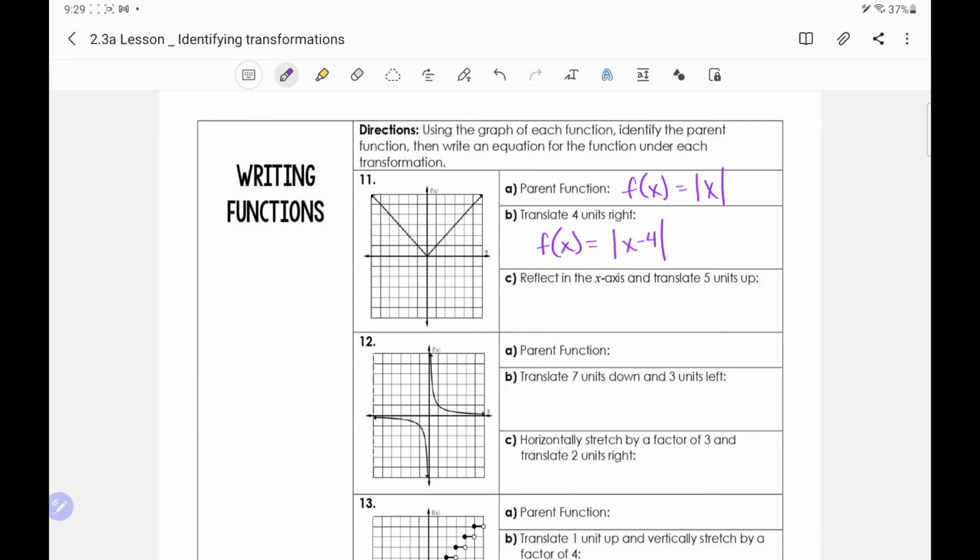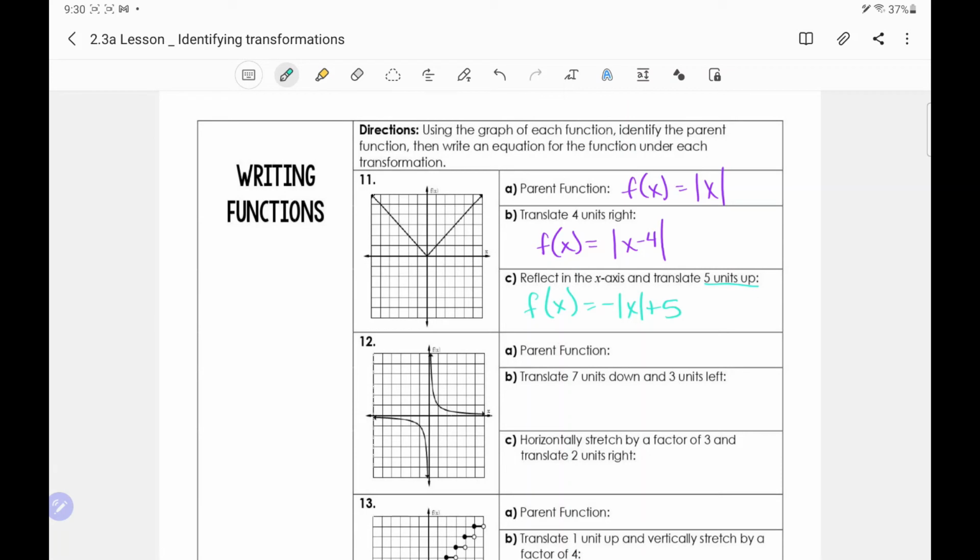And then what else? The next one, C, reflect in the x-axis and translate 5 units up. So how do we reflect in the x-axis? That's going to be a negative, and we have to think about, is the negative inside or outside, like with the x or on the whole function? And since we are wanting to reflect in the x-axis, it's going to come out in the front. I've got negative absolute value of x, and then it says translate 5 units up. That's going to be a plus 5 outside.